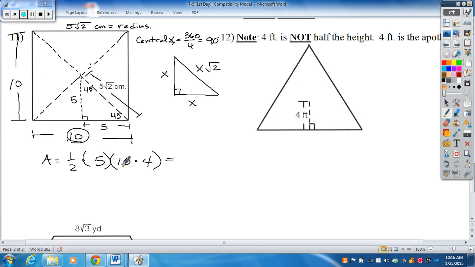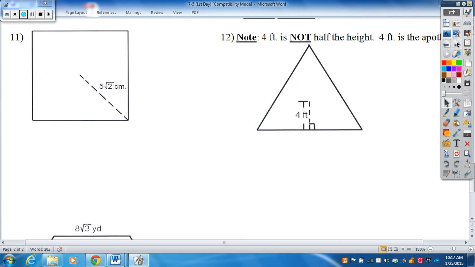Now, if we work this out, 10 times 4 is 40. Half of 40 is 20. 20 times 5 is 100. So either way, you're going to get the exact same answer. And I don't want to stifle your creativity in how you want to do it. So either way you do it is fine with me. Okay? So, very good. That's how you do the first one there.